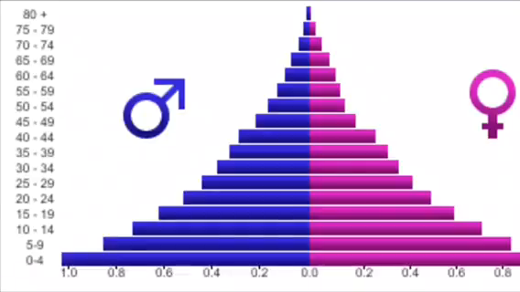Each grouping that is created in this graph is called a cohort. So, for example, the grouping may be males aged 0 to 4. This is called a cohort.